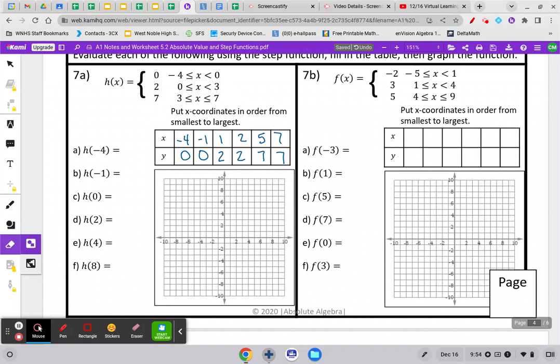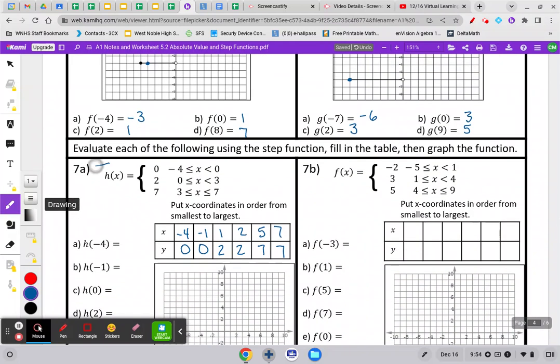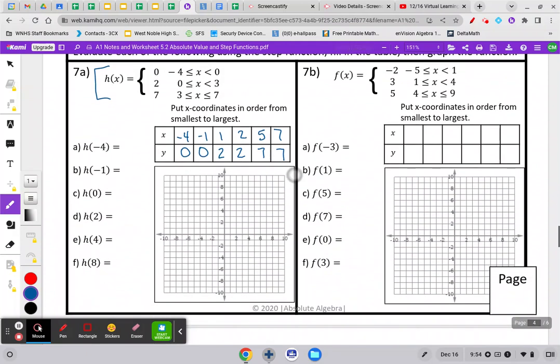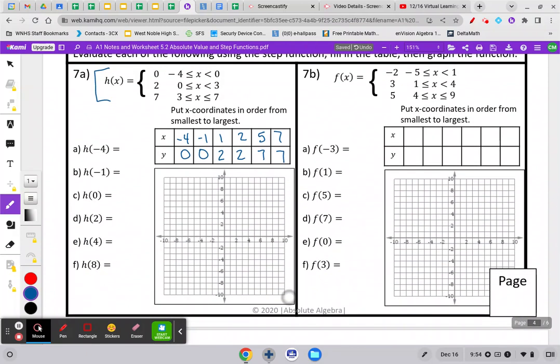So I can graph these. I'm actually just going to use this piecewise step function to know where to graph. So I know y is 0, so a horizontal line between negative 4 up to 0. And then I know we have a horizontal line at 2 from 0 over to 3, and a horizontal line at 7 from 3 and including 7.